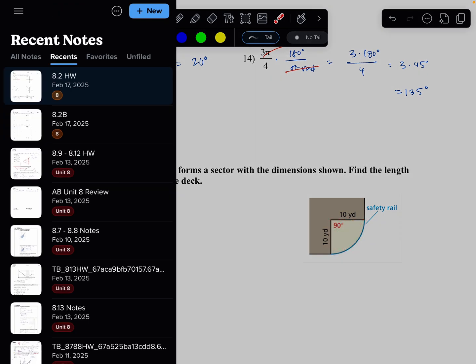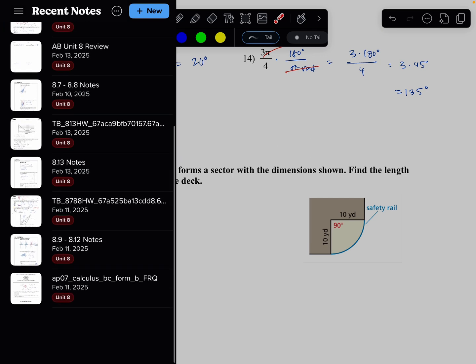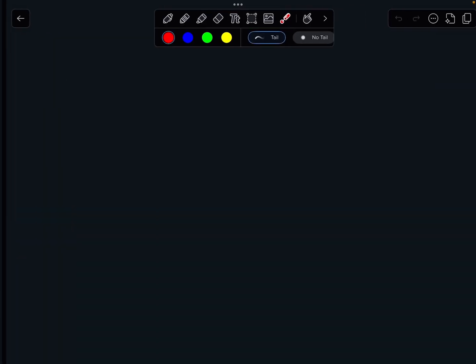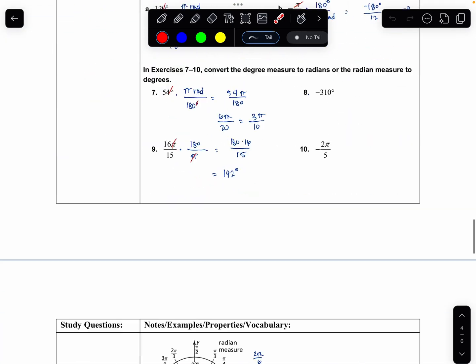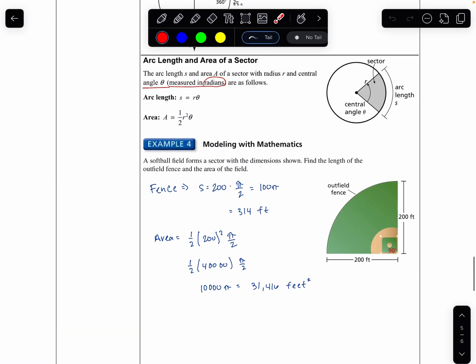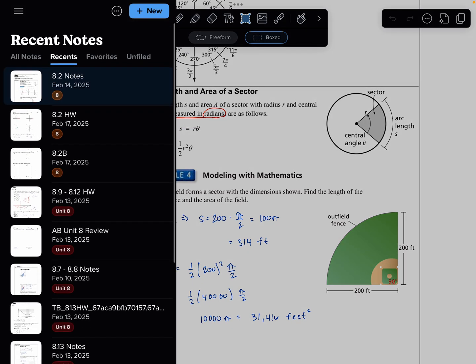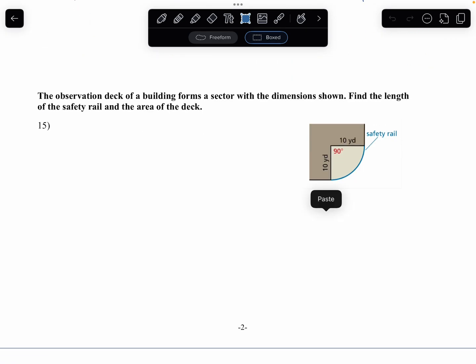So I'm going to go back to the notes, if I have the notes. Let me go back and look for them. 8.2 notes. So if you guys are looking at your notes, there are formulas for these on this last problem right here. So how do you find the length and how do you find the area? Let me go ahead and copy these over to what we're working on so that we can have them handy right here.